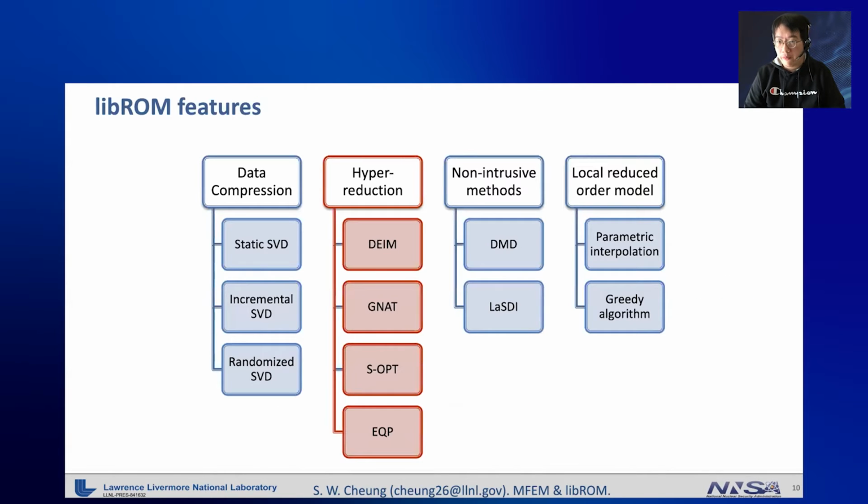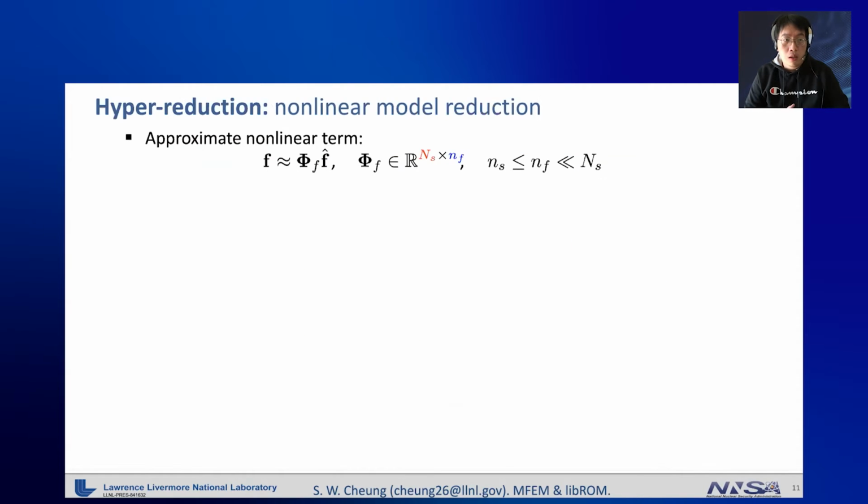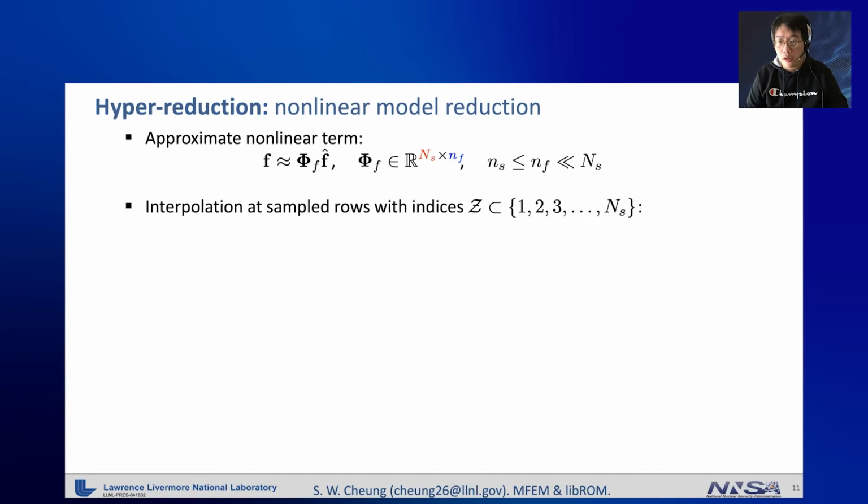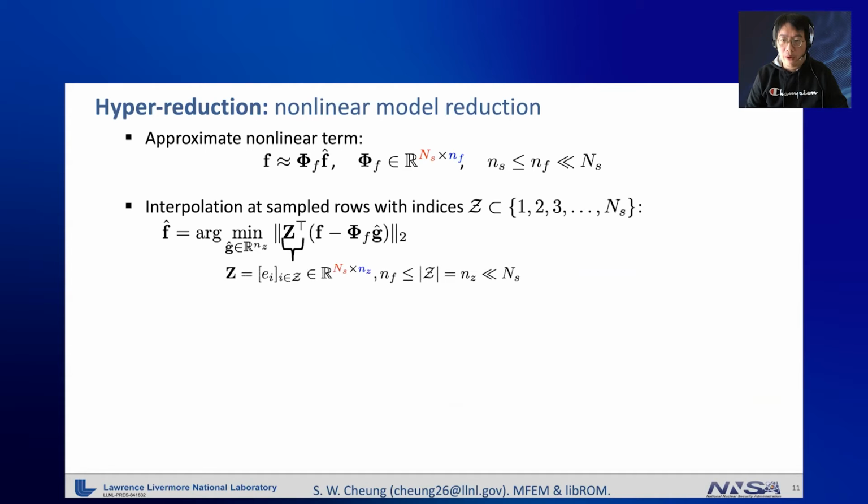In libROM, we have different algorithms for hyper-reduction, which are quite MFEM friendly, and we will introduce more about them right now. The goal of hyper-reduction is to reduce the cost of nonlinear term evaluation. Similar to the solution state, we will approximate the nonlinear term in a subspace. We use the discrete interpolation technique, which is to select some sample entries of the nonlinear terms to evaluate. And we will find the best approximate candidate in that subspace which matches these selected indices. This is actually just a pseudo inverse.